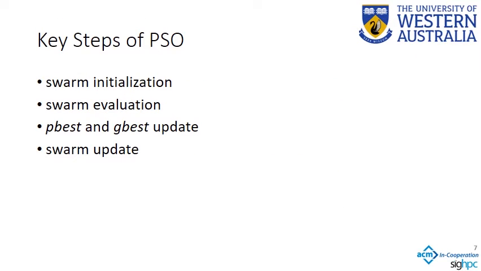The particle swarm optimization algorithm involves four steps. The first one is initialization of all the particles, and then evaluation for the whole swarm. The third step is to update the local best position and or the global best position. And finally is the update for the whole swarm.